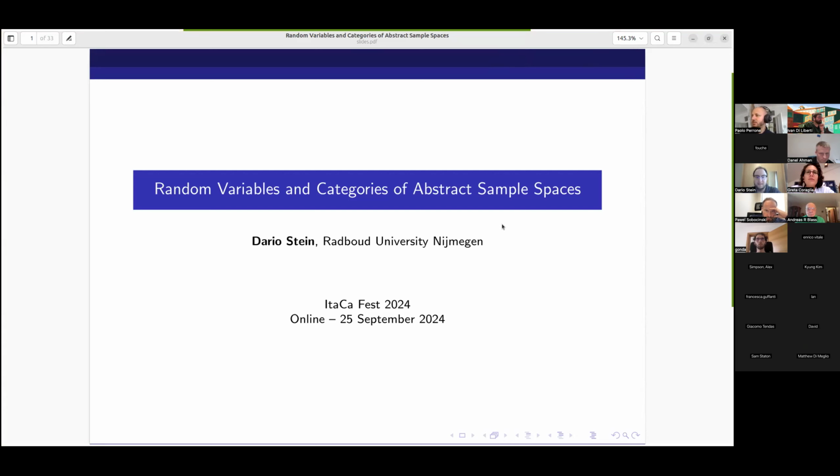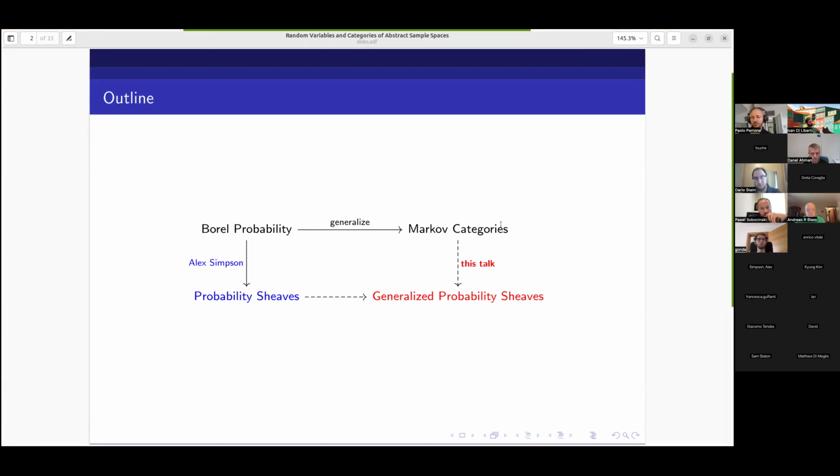So yeah, I would like to talk about two different formalisms for doing probability theory, categorical probability theory. One of which is Markov categories, which are maybe well known at this point, and the other one is the more classical approach to probability that you see if you open a probability book that uses the notion of random variable. So the talk is structured like this.